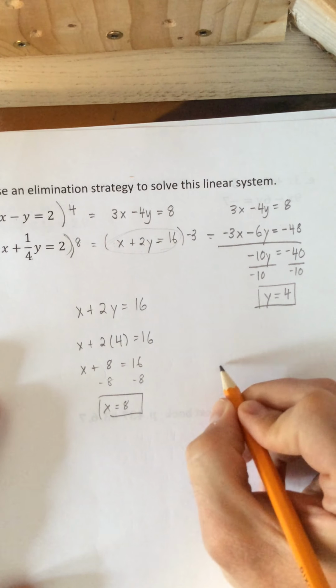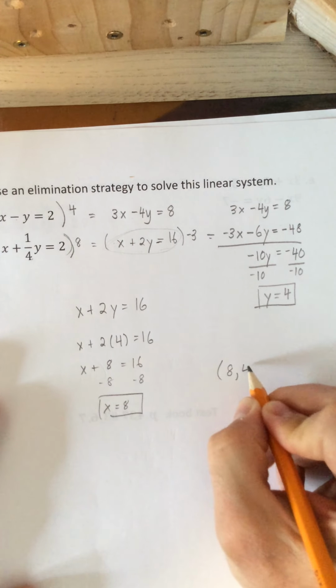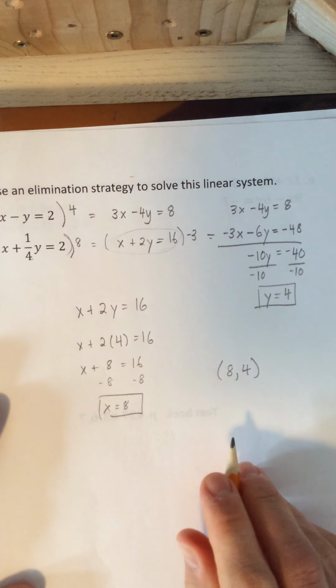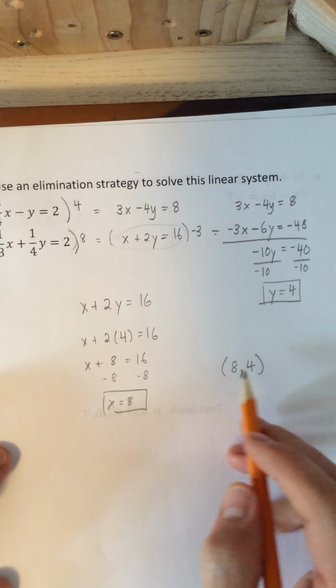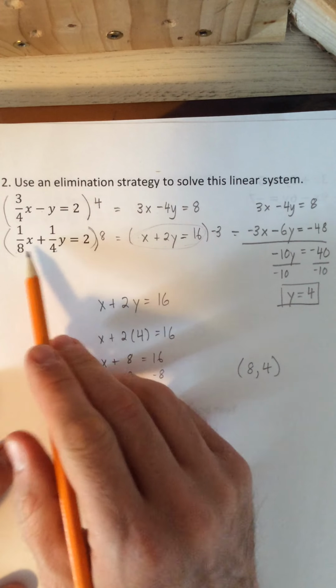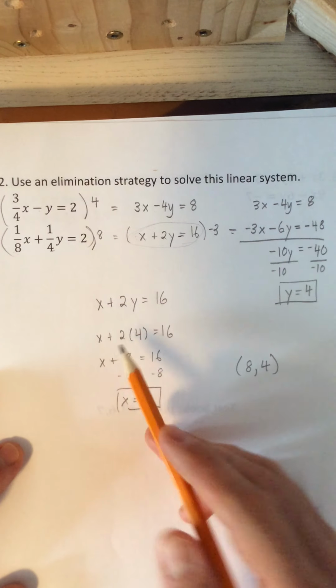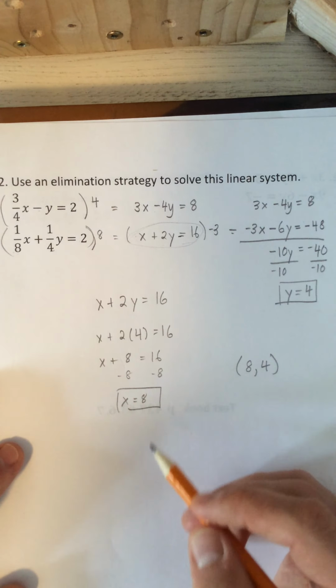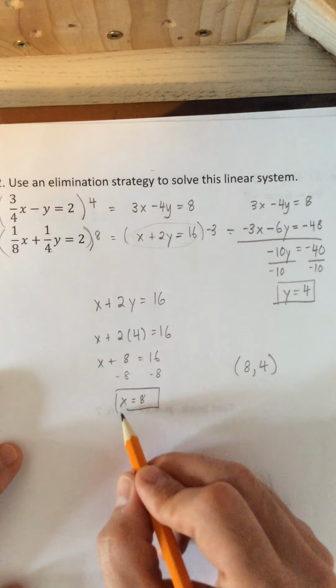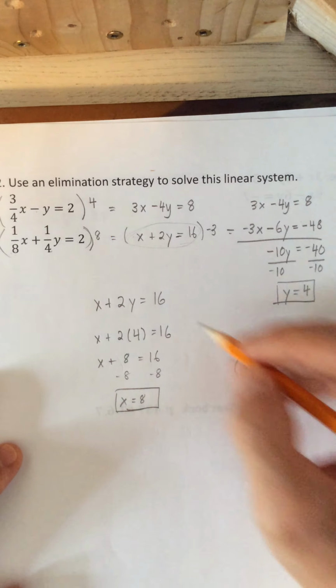So here's my solution. It's x is 8, y is 4. This is the intersection point. Again, you can verify this by substituting it into both equations and seeing that it works. And if it does, it is the proper solution. In this case, to save some time, it is the correct solution.